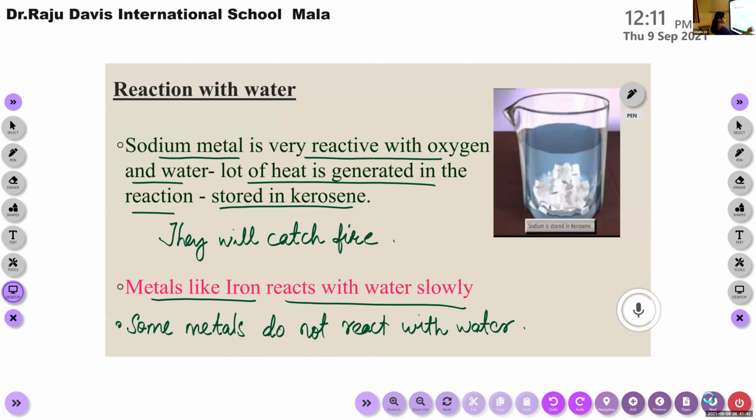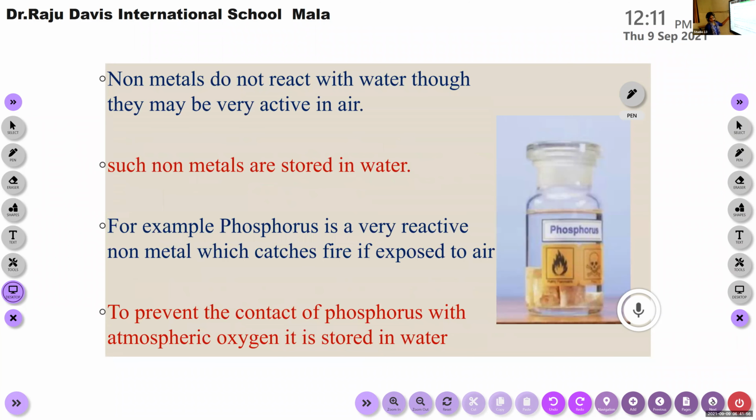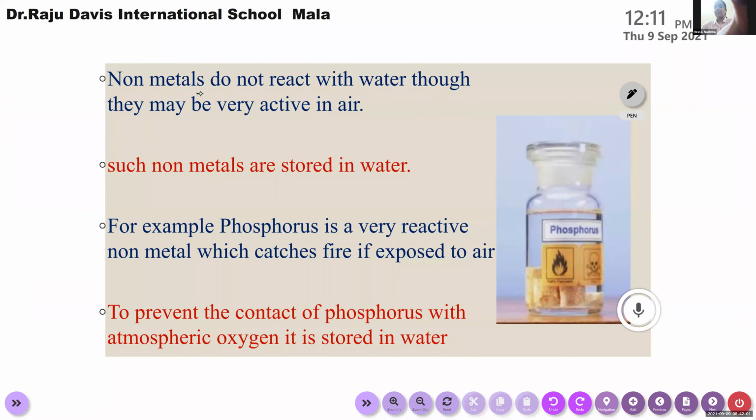Okay, have you completed the slide, children? Reaction with water? Yes, ma'am. So that's about the case of metals reaction with water. The next one is about non-metals. Non-metals do not react with water, though they may be very active in air. They are very reactive with air, but least reactive with water. So such non-metals can be stored in water.